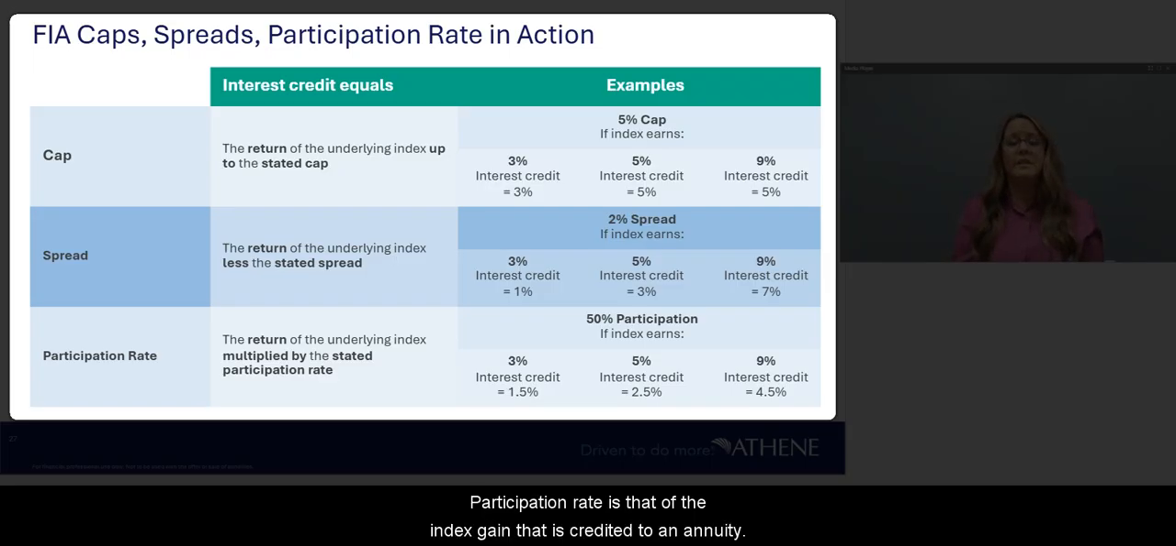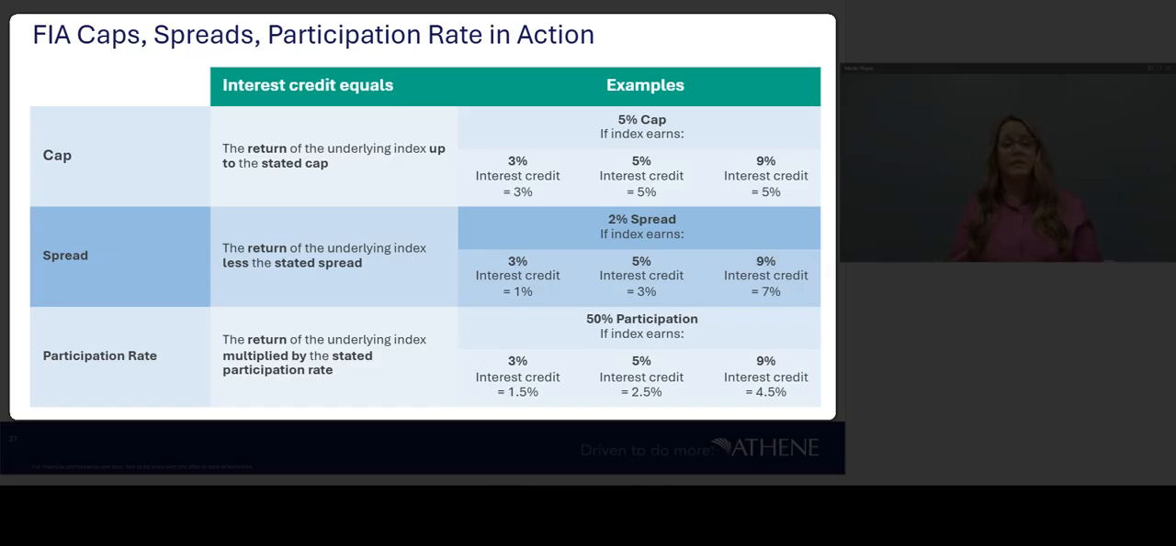Participation rate is that percentage of the index gain that is credited to an annuity. So if we look at that one, if the participation rate is 50% and the index gains 3, your client's annuity would be credited with 1.5%. If the participation rate is 50% and the index gains 5, your client's annuity would be credited with 2.5. If the participation rate is 50% and the index gains 9, your client's annuity would be credited with 4.5%.